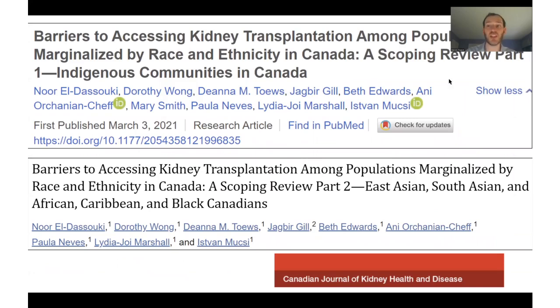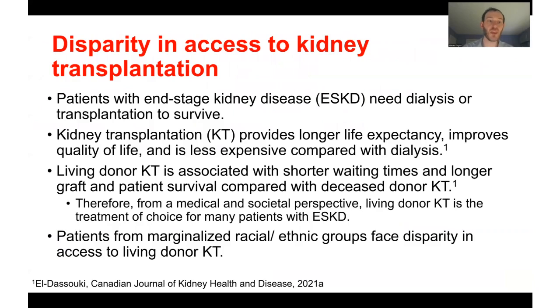Next, I'll talk about disparities in organ and tissue donation with a focus on kidney donation. I'll focus specifically on these two systematic reviews of the literature, scoping reviews by L. Dasuki and Muxie and colleagues, looking first at the Indigenous communities of Canada, and then at East Asian, South Asian, and African, Caribbean, and Black communities in Canada.